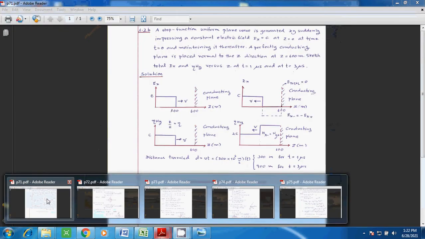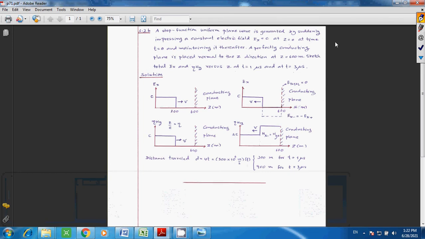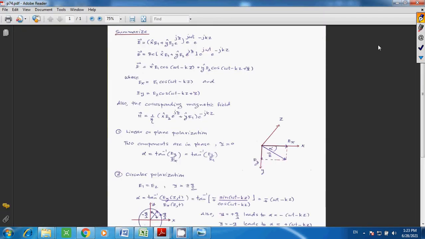Hi everybody. Let's continue with the solved problems for communication electronics. This one is going to be a problem from chapter 6, Electric and Magnetic Fields, and also has some problems related to plane waves and polarized plane waves.